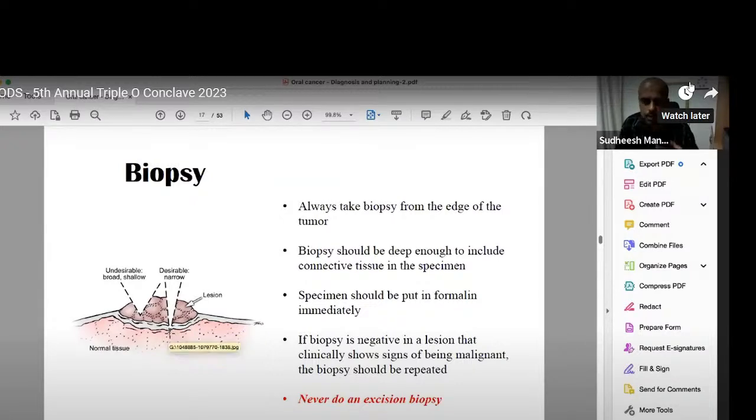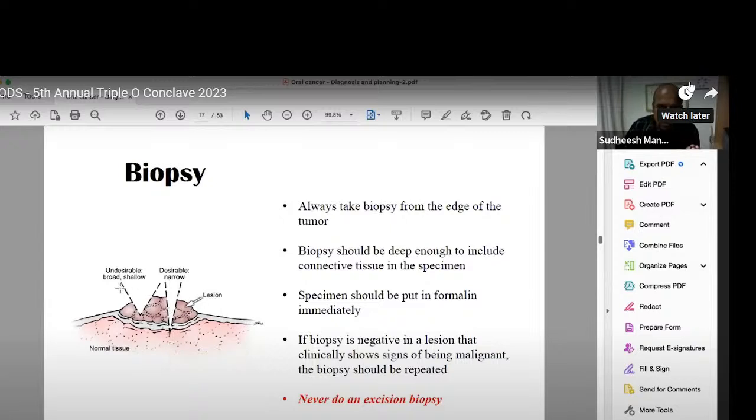You all know that the mucosa is divided into epithelium and connective tissue, with a basement membrane in between. An oral lesion becomes a squamous cell carcinoma only when the tumor crosses the basement membrane and reaches the connective tissue. So the biopsy should be deep enough to include the connective tissue as well, so that you will get a report of invasive squamous cell carcinoma.